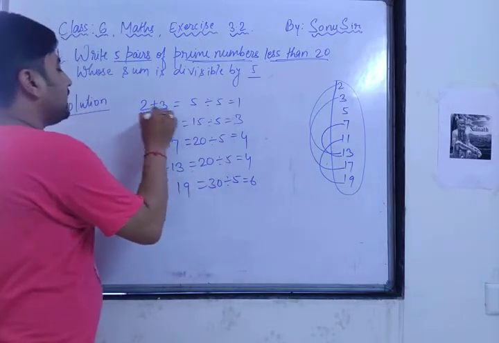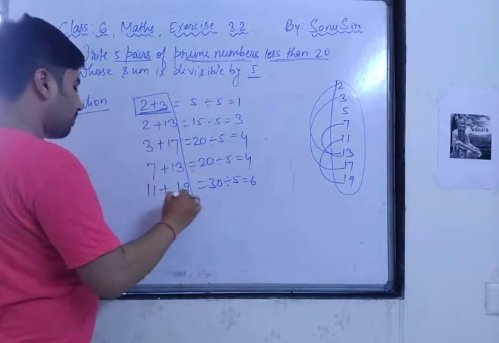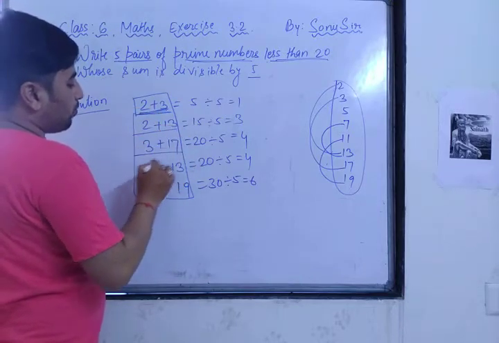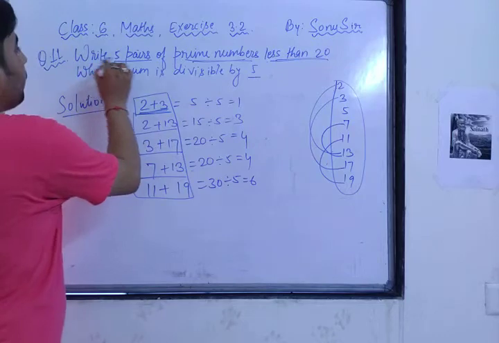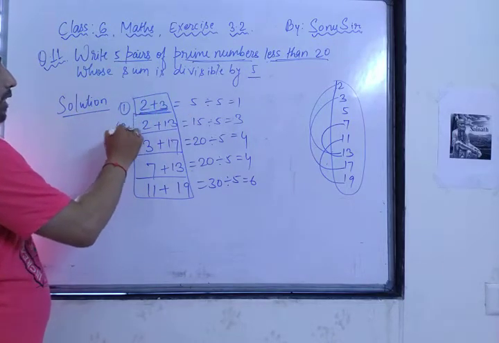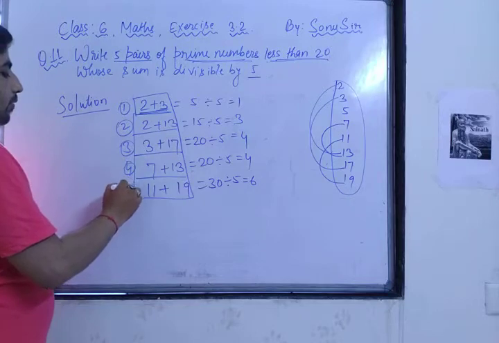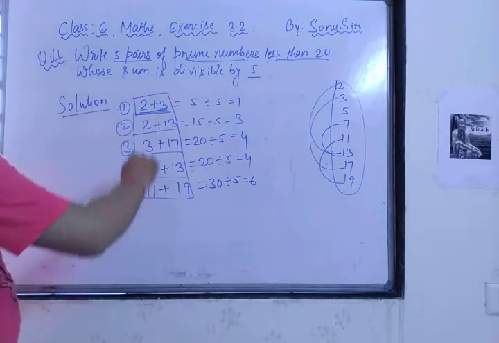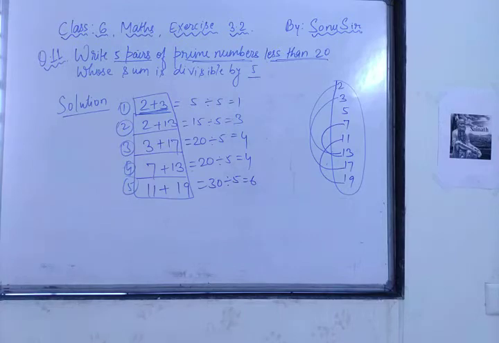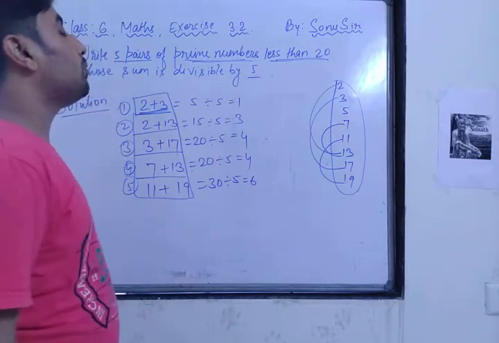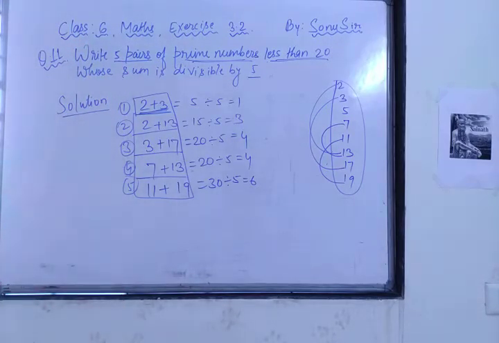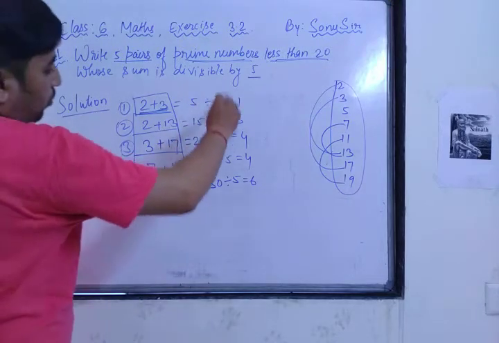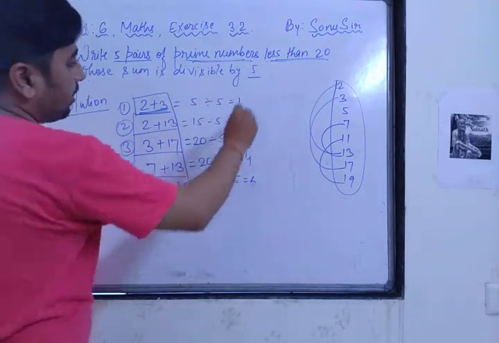So you have seen these are the prime numbers. The sum of a pair of prime numbers, 5 pairs of prime numbers: first pair, second pair, third pair, fourth pair and fifth pair. The primes are less than 20 and the sum will be divisible by 5. Have you got it? What does the question want to say? Question wants to say that you have to just write 5 pairs of prime numbers which are less than 20 and whose sum is divisible by 5. So here I have shown you pairs whose sum is divisible by 5.